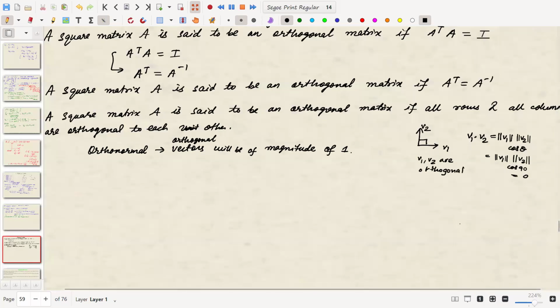That is okay. Now, this is the first statement. The second statement is if the magnitudes of v1 and v2 are equal to 1, that means they are unit vectors. Unit vectors have magnitude 1. If that is the case, then v1 and v2 are orthonormal.